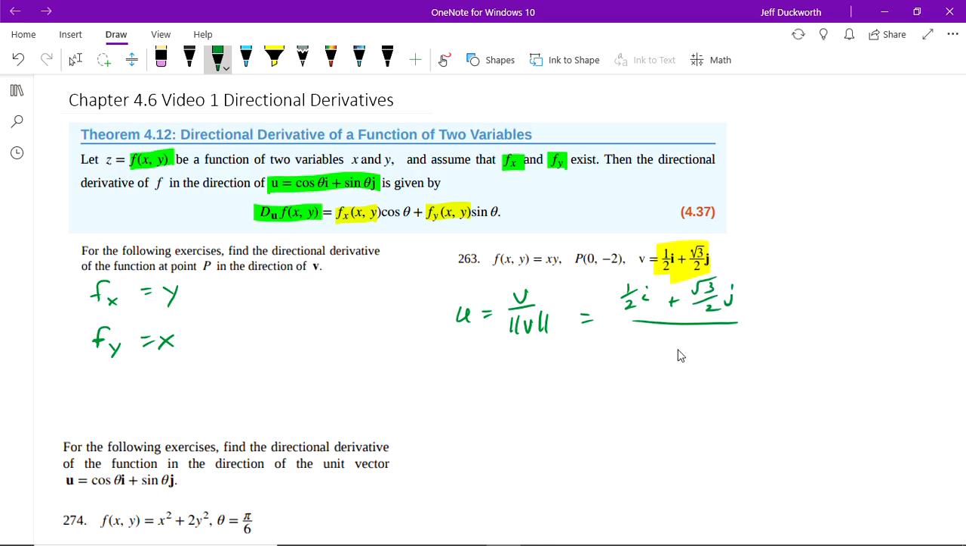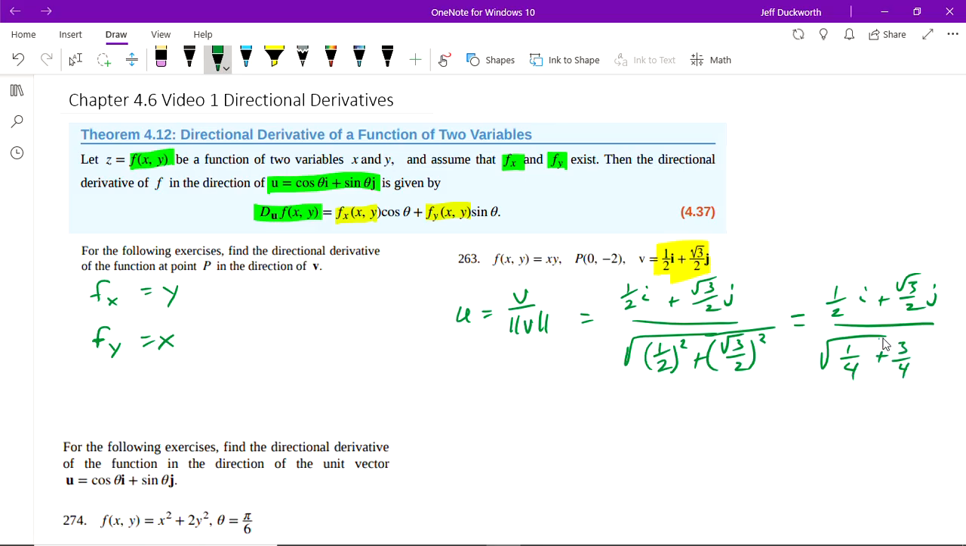And the magnitude will be what you would expect it to be. First of all, we have 1/2 squared plus root 3 over 2 squared. Well, we've got a sine of theta squared plus a cosine of theta squared, so this should equal 1. We'll solve for it anyway. 1/2 squared is 1/4. Root 3 squared is 3, over 4, so the total is 4 over 4. So we do have 1 in the denominator, so u is just the same as 1/2 i plus root 3 over 2 j.